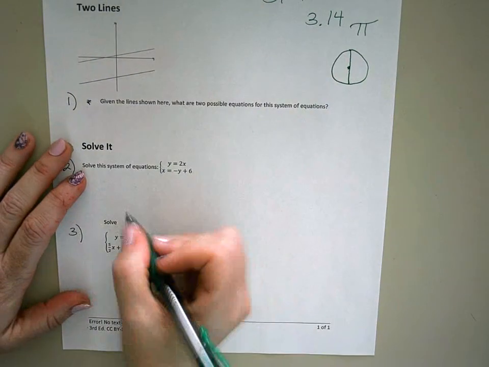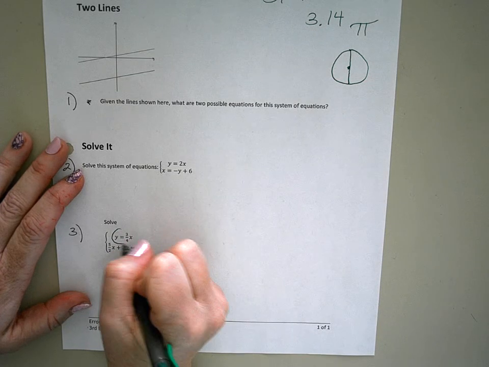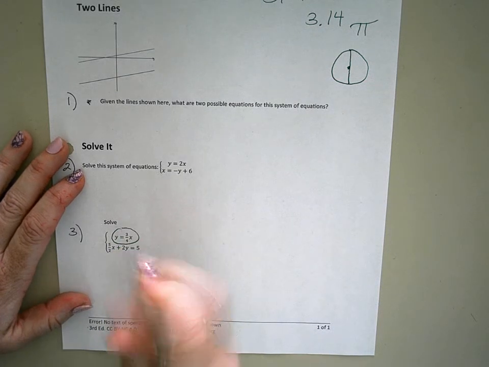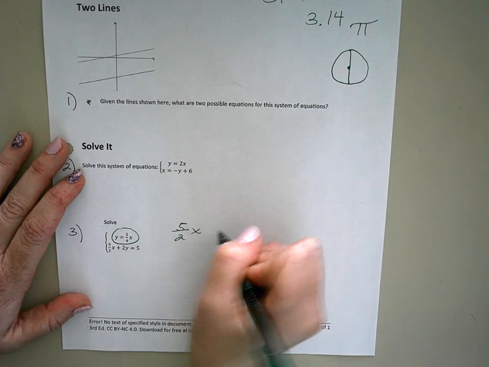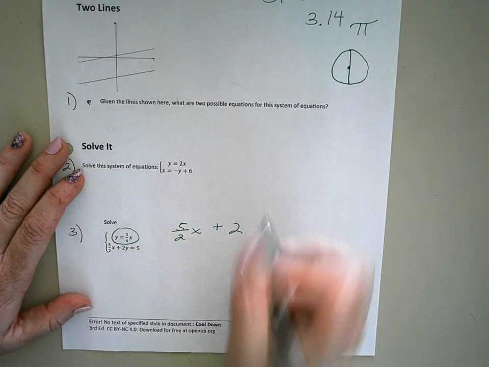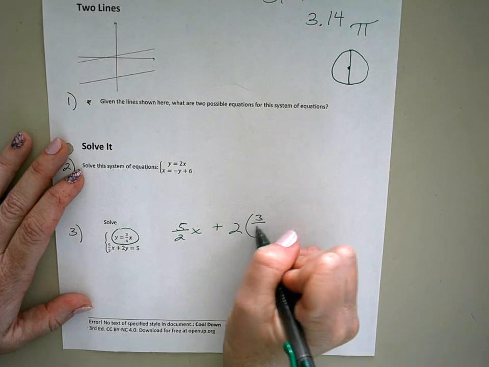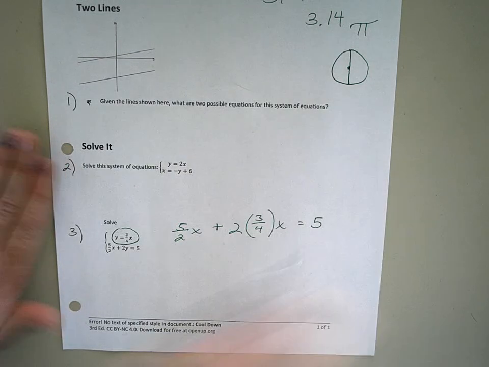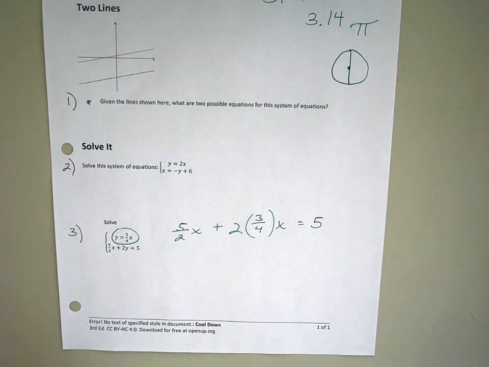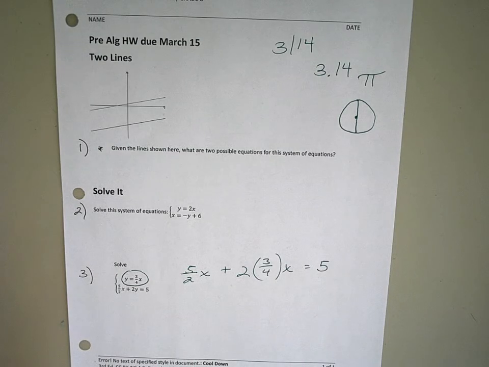For number three, though, I will just remind you how beautiful it is to do substitution. And so to start off this problem, you would have 5 halves x plus 2, and instead of y, you can substitute 3/4 x. And then don't be afraid of those fractions, right? There's lots of easy ways for you to work through this problem, and even eventually, if you want, get rid of the fraction.